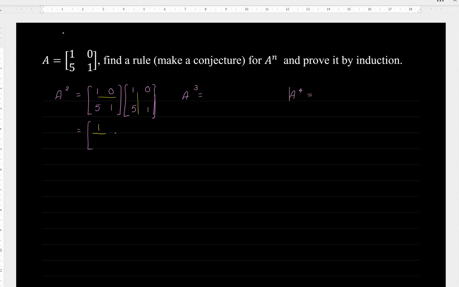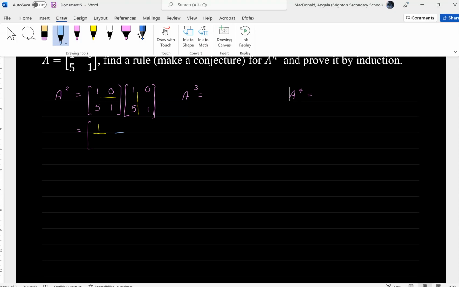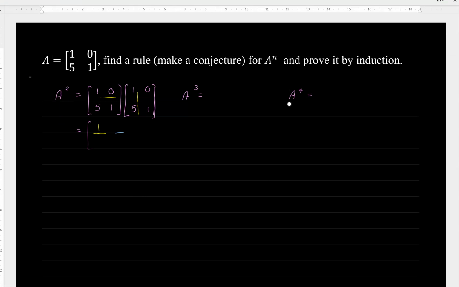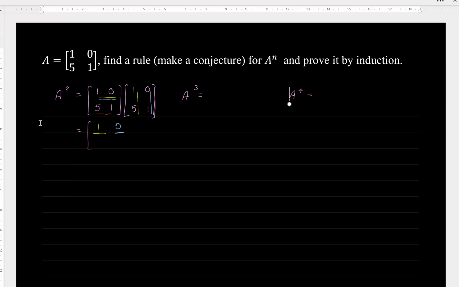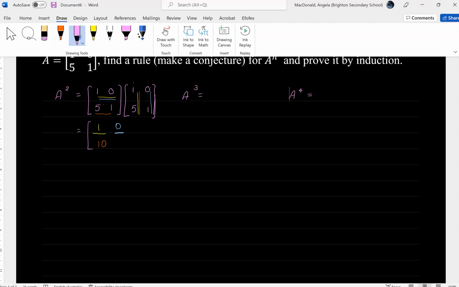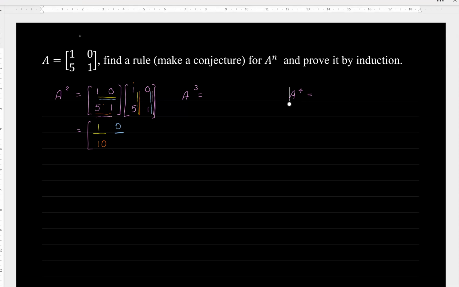And then for this spot here, again it's the first row, but this time the second column. So 1 times 0 is 0, and then 0 times 1, which is 0. And now let's choose a different color, orange. Second row by first column. So it's going to be 5 times 1 plus 1 times 5, and we get 10. And last but not least, our second row by our second column: 5 times 0 is 0, and 1 times 1 is 1.